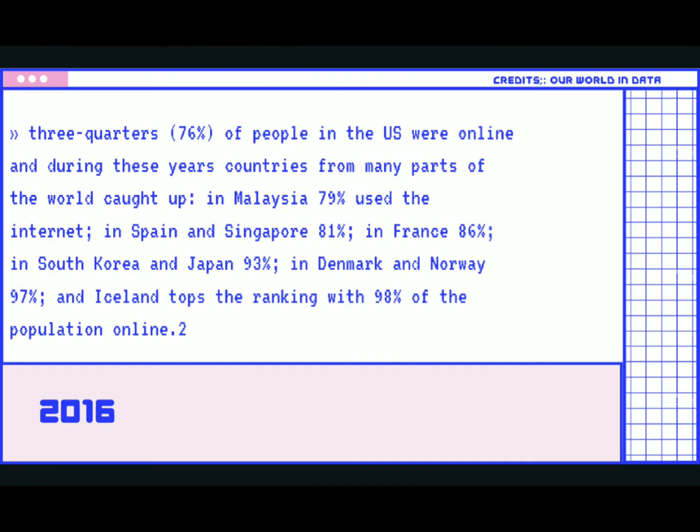And last, in the year 2016, 76% of the US were online, and during this year countries from many parts of the world caught up. In Malaysia, 79% used the internet. In Spain and Singapore, 81%. In France, 86%. In South Korea and Japan, 93%. In Denmark and Norway, 97%. And Ireland tops the ranking with 98% of the population online.